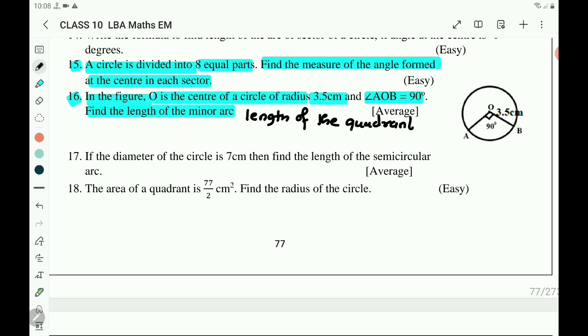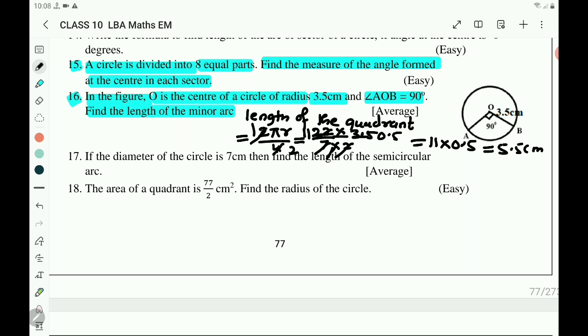As the angle is 90 degrees, you can take the quadrant length as 2 pi r by 4. Pi means 22 by 7, and 2 by 2 you can take. Then r is 3.5. 2 ones are 2, 11s are 11, 7 ones are 7, 0.5s are... Again you are going to get 11 into 0.5, which is equal to 5.5 centimeters.